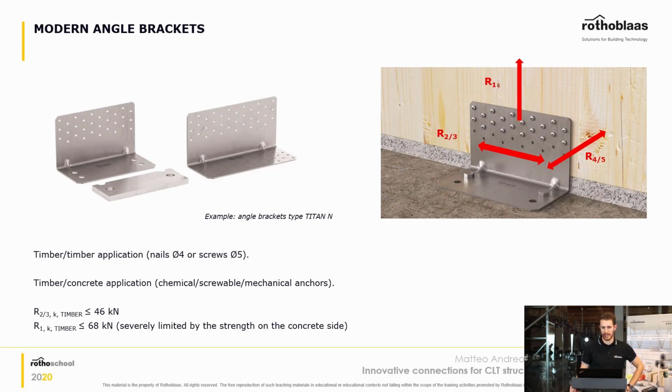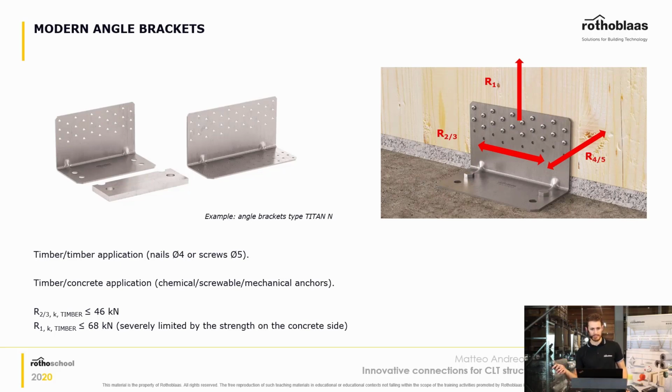So let's start with the modern angle brackets. Angle brackets have been on the market for many years. But as time passed and as CLT structures became more and more popular, those plates became more engineered. They developed as well. So let's have a look at what we achieved through the years. This is a standard connection, and as I was saying before, this in particular is a connection that you can use as a hold down for tension forces, and you can use the same connection as a shear connection for the walls, for example. And we're going to see how that's better.